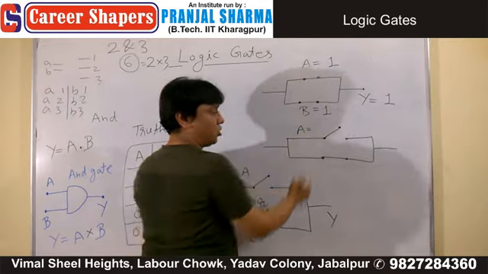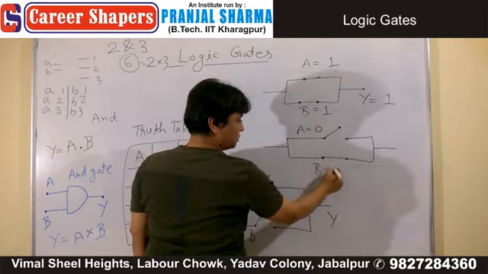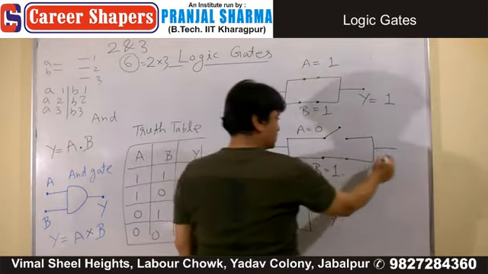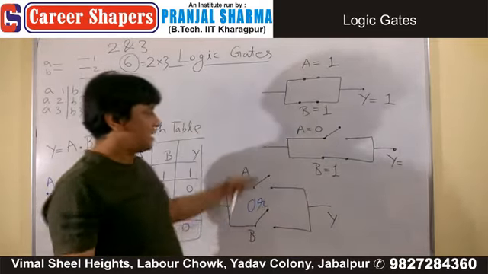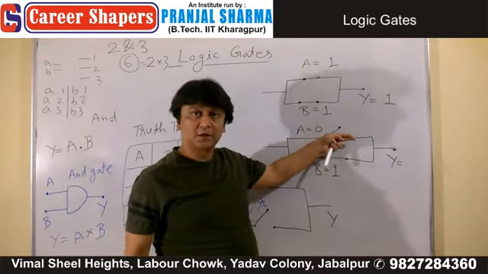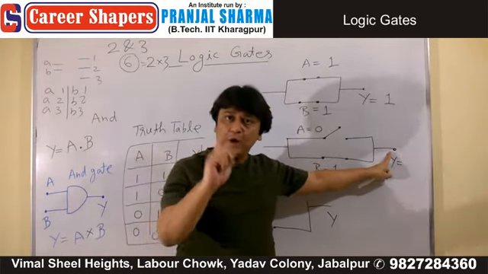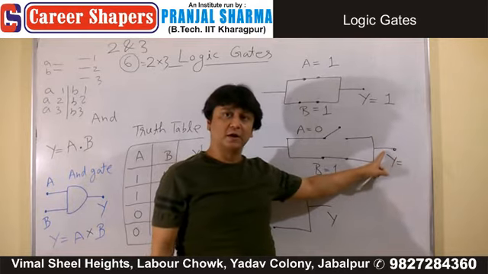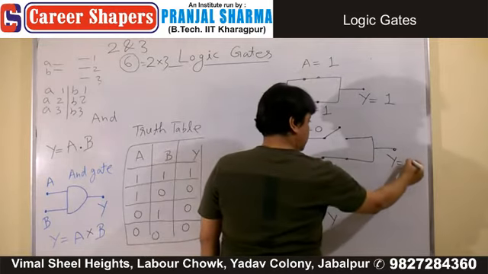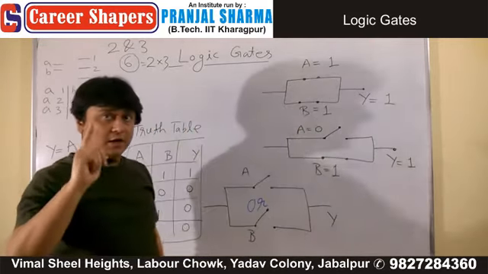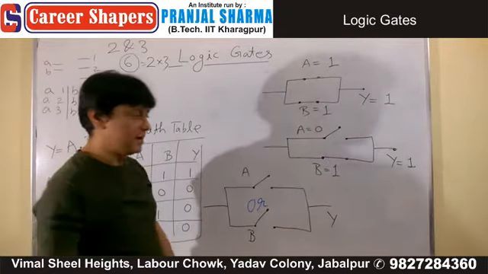where A is open. If A is open, that means A is 0. B is closed, it is 1. And at this place, what is the output? No current can come through this path, but current can come through this path, and therefore you will definitely observe some current over here. If you observe the current, that means yes. Yes means what? 1. The 1 represents what? Yes, there is a current.